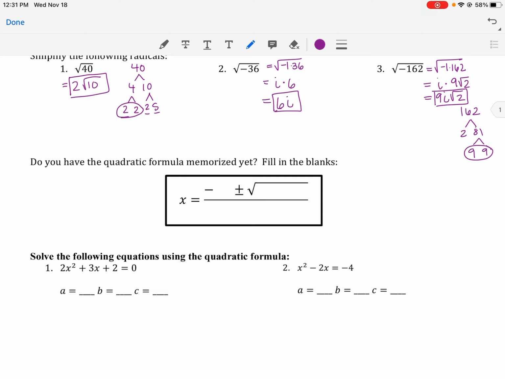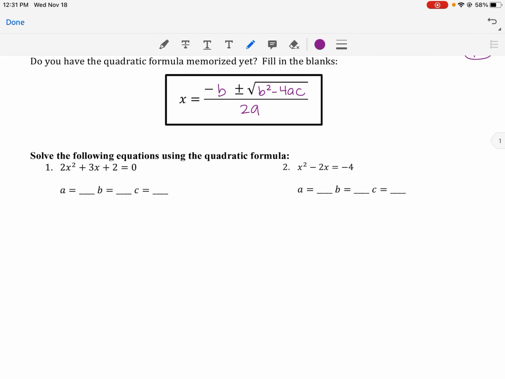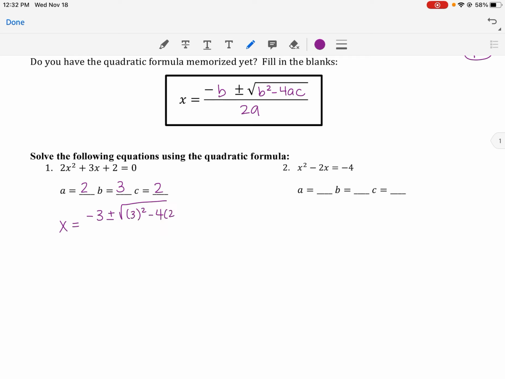Okay, do you have the quadratic formula memorized yet? Fill in the blanks. x equals -b plus or minus the square root of b squared minus 4ac all over 2a. So we're going to solve the following equations using the quadratic formula. So here we have a is 2, b is 3, and c is 2. x equals -b, so -3, plus or minus the square root of 3 squared minus 4 times 2 times 2, all over 2a, so 2 times 2.